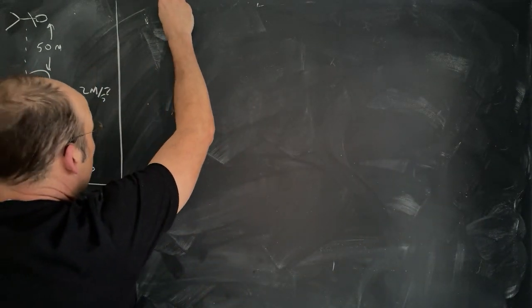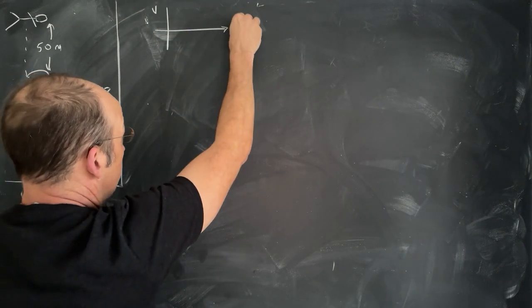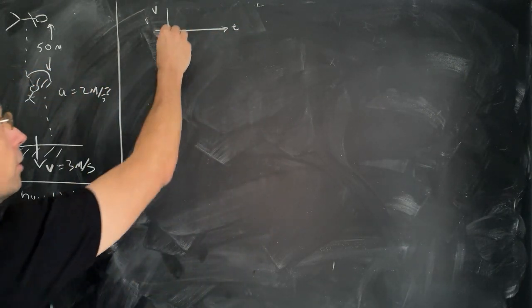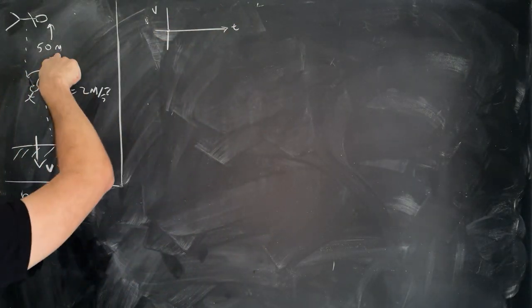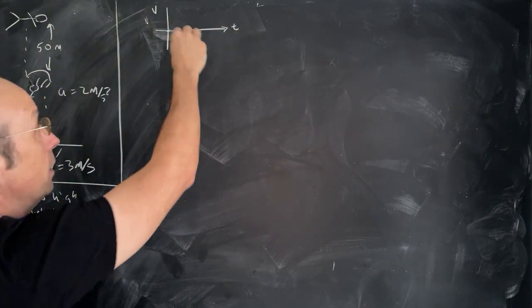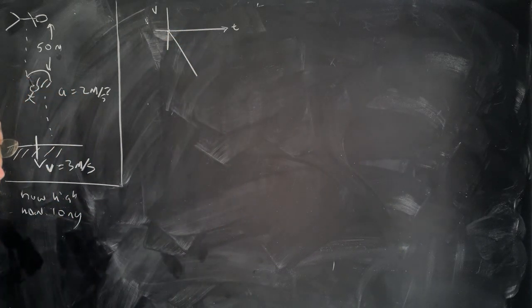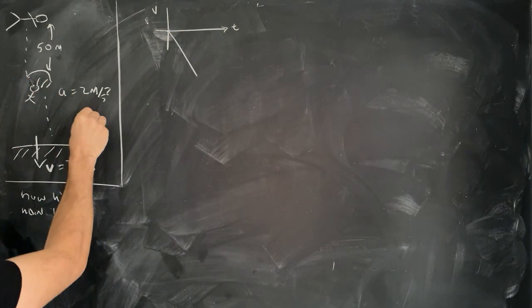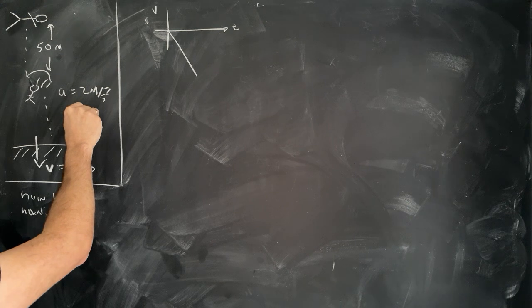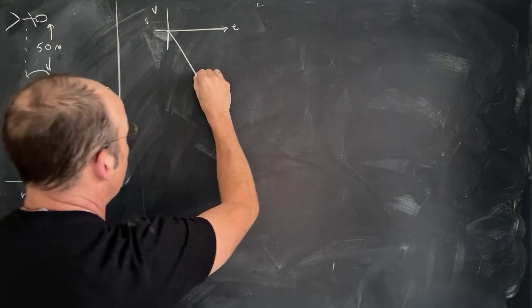So suppose I was able to graph the velocity as a function of time. They're going to start right here, and then they're going to have a negative acceleration over 50 meters, which I don't even know how long that is, but it's going to go like this. And then they're going to have a positive acceleration, because it's deceleration, right? So it's going to be in the positive y direction of 2 meters per second squared. So that's going to be like this.